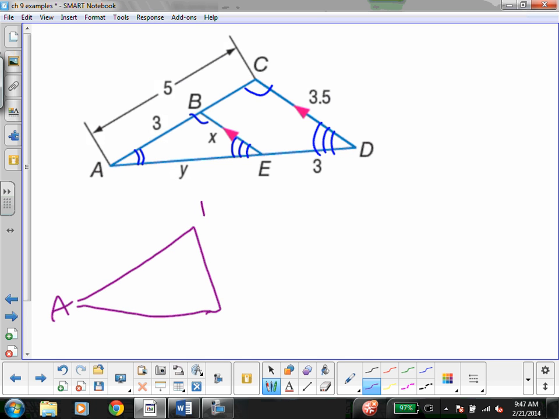So here's A, B, and E. I'm going to label the measurements. AB is 3, BE is X, and AE is Y.